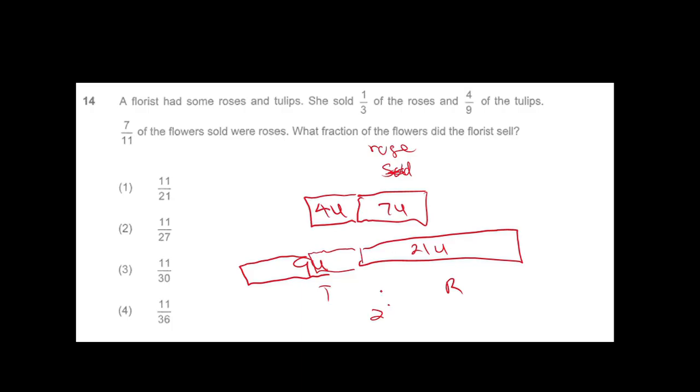Sorry, 21 plus 9 is 30. Okay, and what is the fraction of the flowers that was sold? Remember, 7 plus 4 is 11. So it's 11 over 30. So the answer is 3.